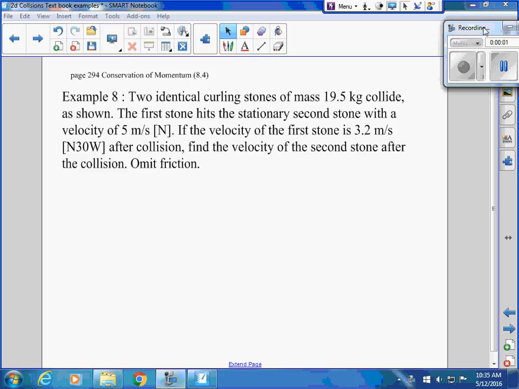Well, let's try this one here. So we got two identical curling stones of mass 19.5 kilograms colliding. That's pretty heavy. First stone hits the stationary second stone with a velocity of 5 meters per second north. If the velocity of the first stone is 3.2 meters per second north 30 west after collision, find the velocity of the second stone after collision, omit friction.